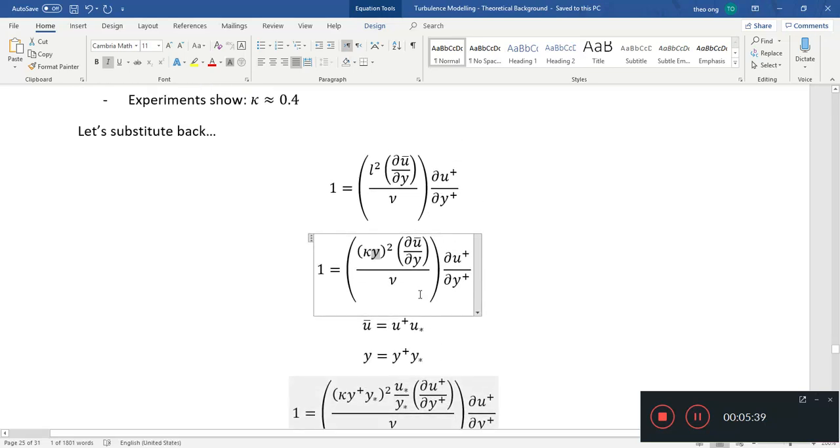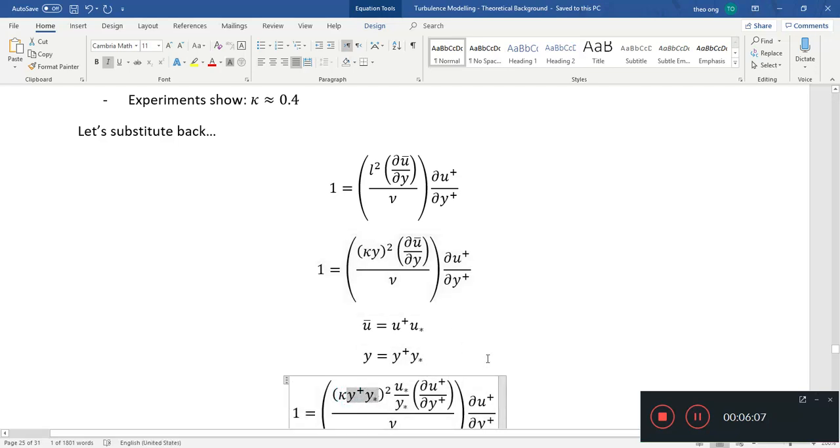So I'm just doing that. du bar is actually du plus times u star. Likewise, dy is dy plus times y star. That is the bottom denominator. And when we have a y here, we will just replace it with y star times y plus.